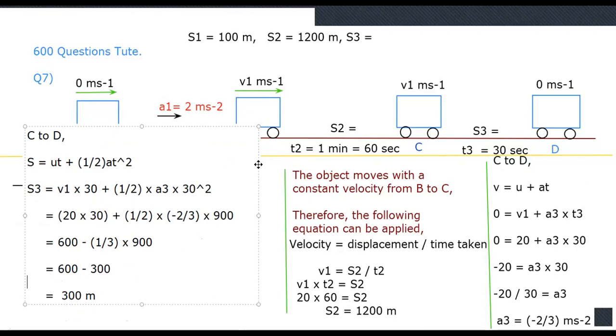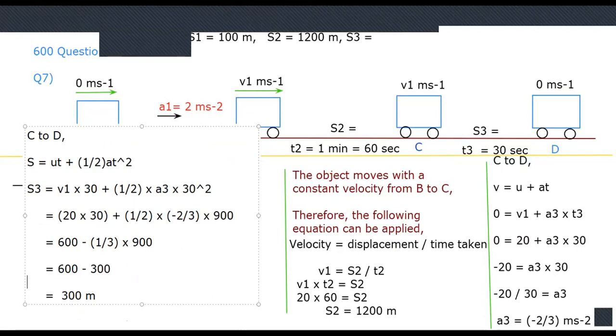Very good. Who got this answer earlier than me? Right. Please write them all. Tell me once you have written them all.